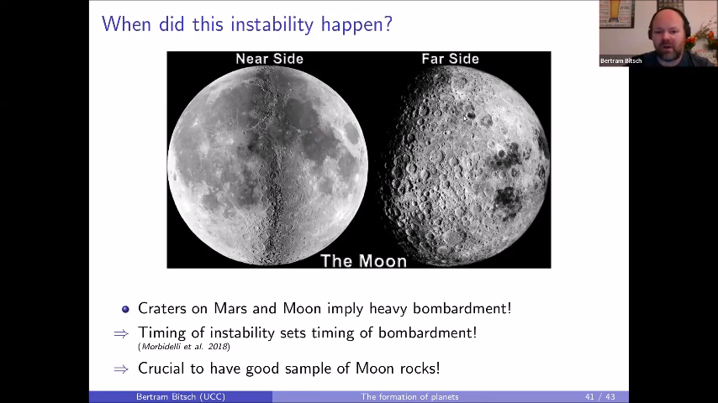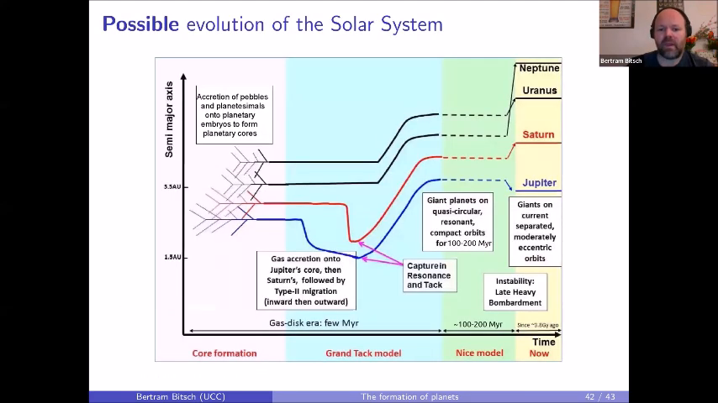And you see here, there are a lot of craters on the moon. The moment we investigate these craters and look at the rocks of these craters, and date the rocks to see how old they are, we can constrain the timing of the instability. So it's very crucial to have good samples of moon rocks to understand when that instability happened. We can put this all in a diagram together. Here on the y-axis we have the semi-major axis, and then we have the time evolution of our system.